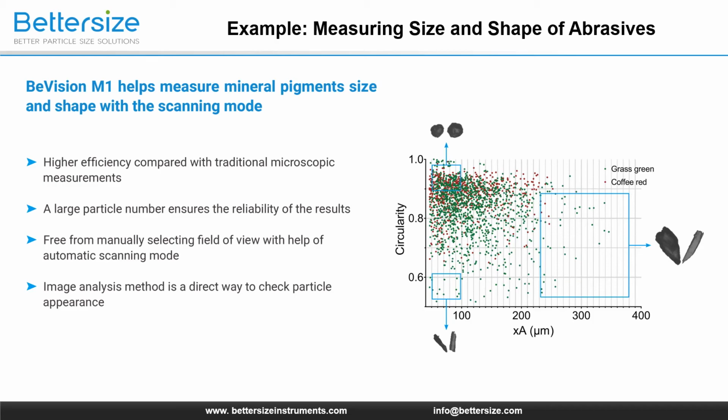Here, a scatter plot showing the relationship between particle size and circularity helps compare the shape distribution of the grass green pigment and the coffee red pigment, and guides designing paint recipes. Also, particle images from the single particle gallery provide a direct way to check particle appearance.